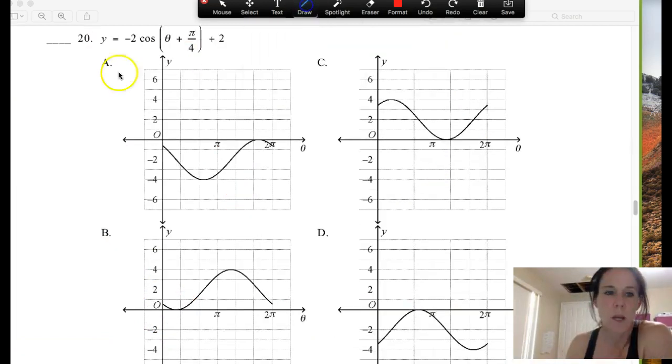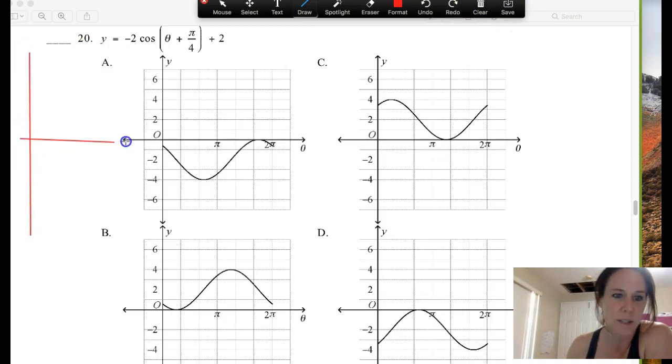Let's look at the next one. This is a cosine graph, so let's first do a little sketch of the basic cosine graph. And this will be an ugly sketch because I'm drawing it freehand. So a basic sketch of the cosine graph at pi over 2, then pi, 3 pi over 2, and then 2 pi.